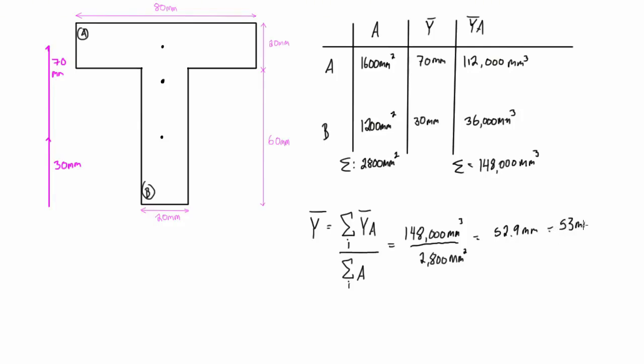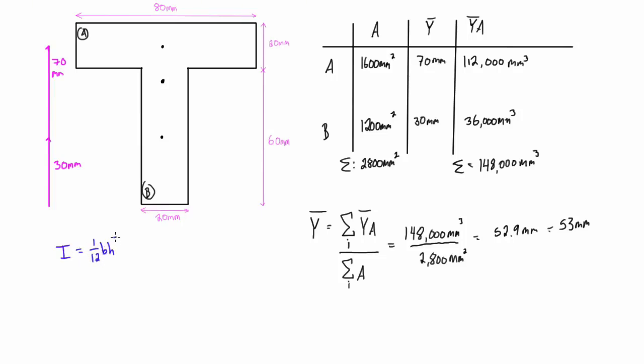If we just divide those, we find that y bar, the height from the bottom to the centroid, is going to be 52.9 millimeters. Just for the purposes of this video, we're going to round that up to 53 millimeters, to keep our calculation a little bit cleaner in the next section.